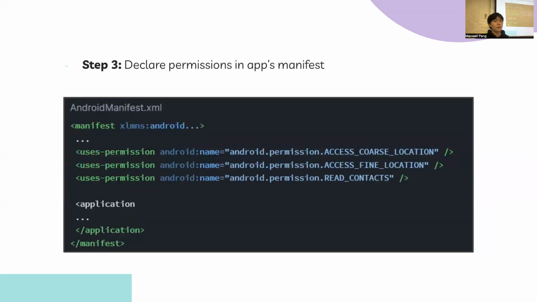And then we need to declare permissions in the app manifest. So for example, this app uses coarse location and fine location. Coarse location is a normal permission. Fine location is a dangerous permission. And I believe read contacts is also a dangerous one. And you can tell they're dangerous because apps have asked you for them in the past. So that's how we know.